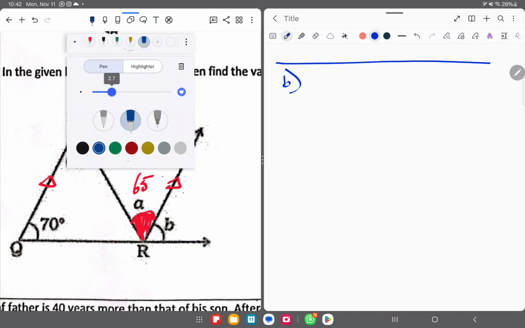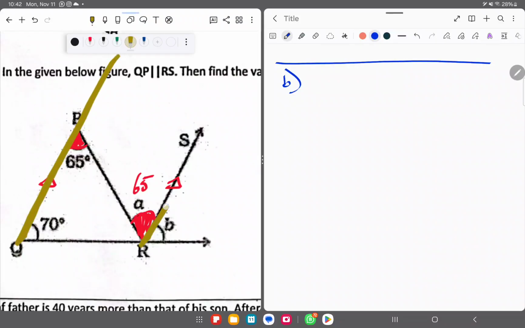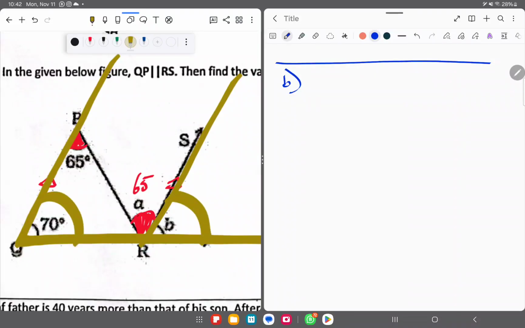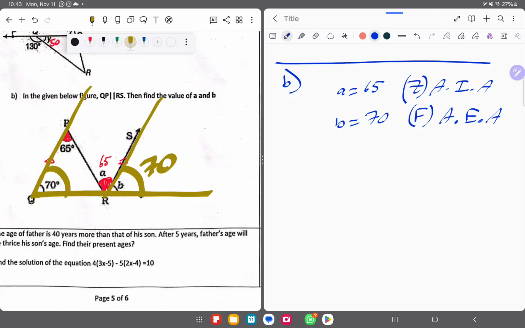Wait, I need a good thick one. Okay, here. This is an F. This and this. So I got B is 70. I'm done, basically. That's A and that's B. A is 65 when I got Z, alternating interior angles. I got B is equal to 70, F, alternating exterior angles. Done.